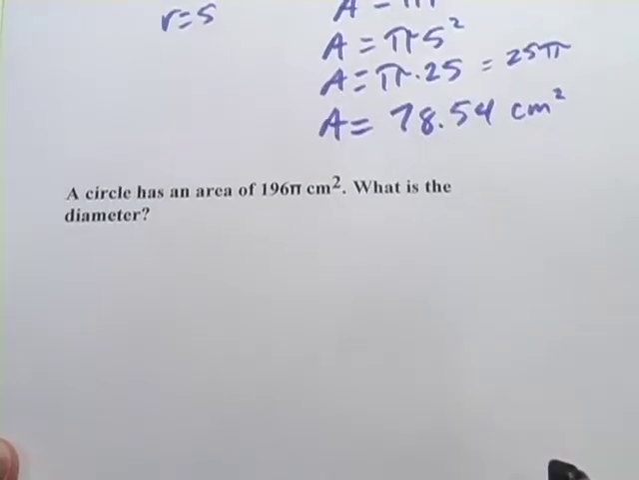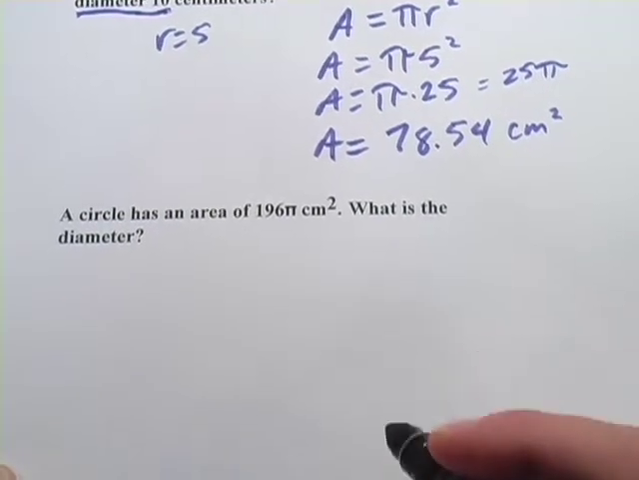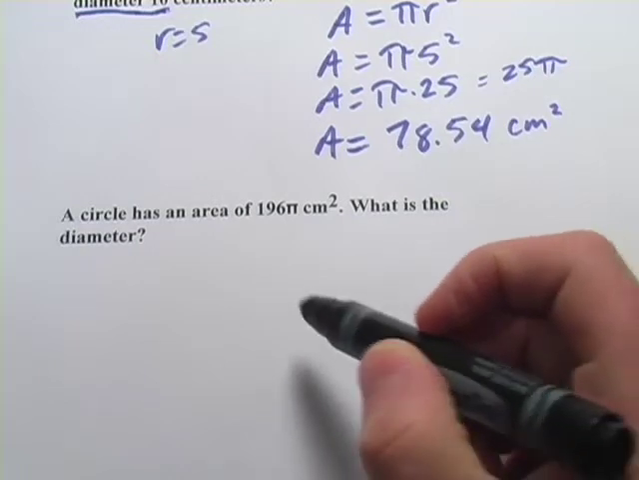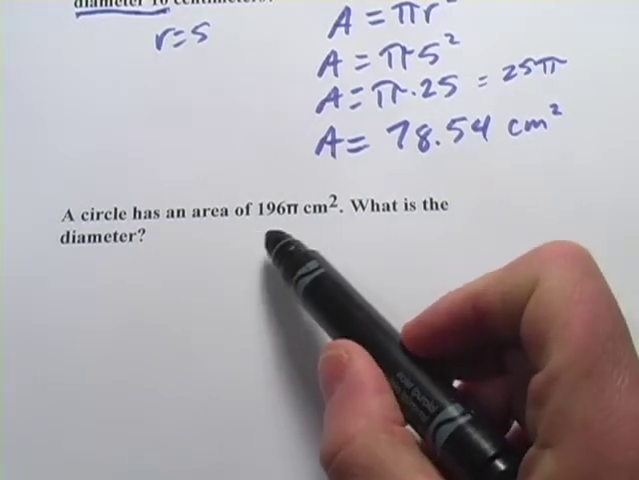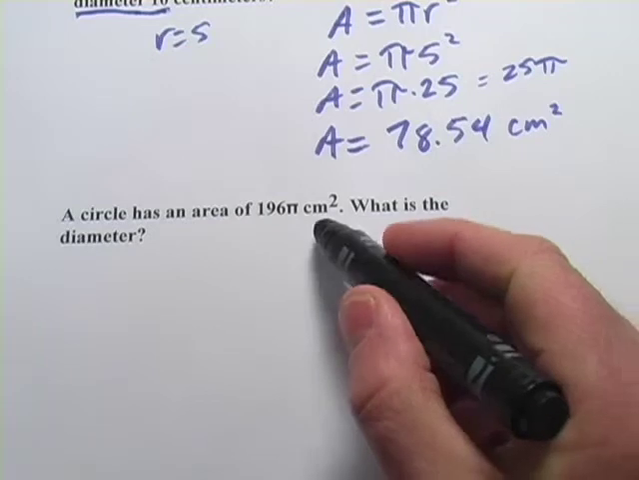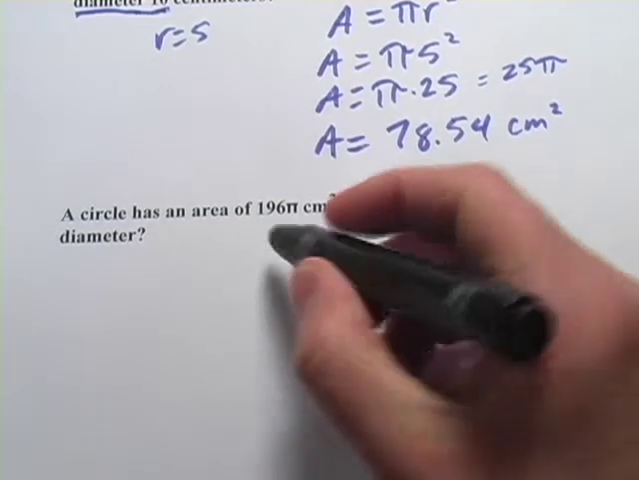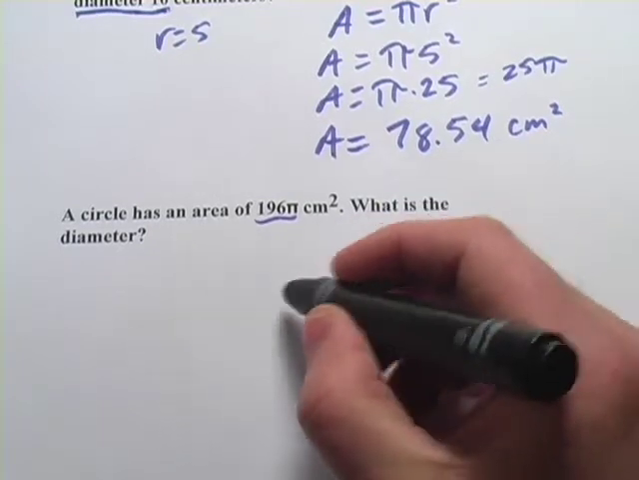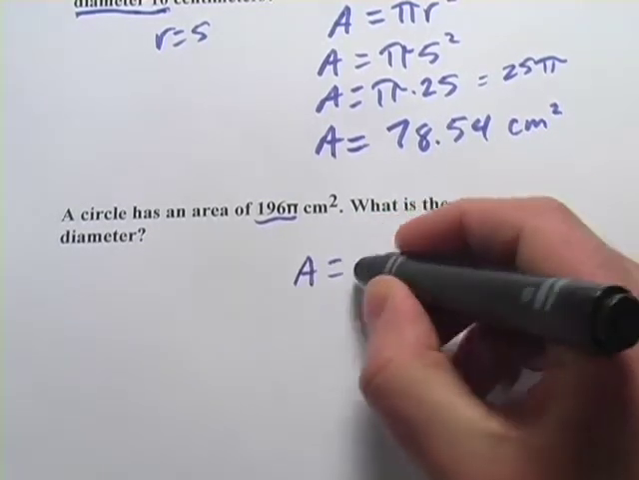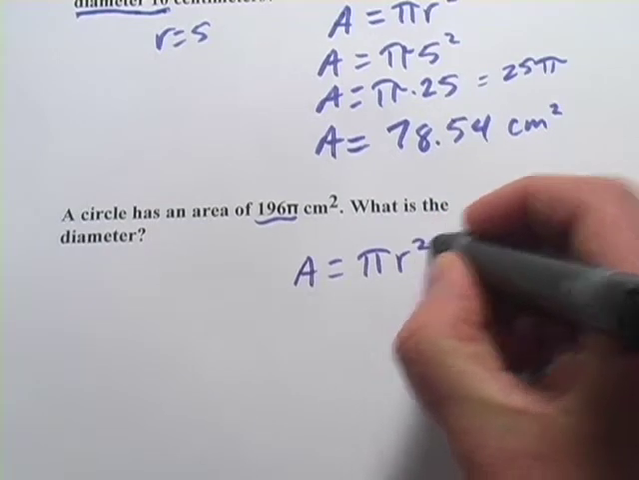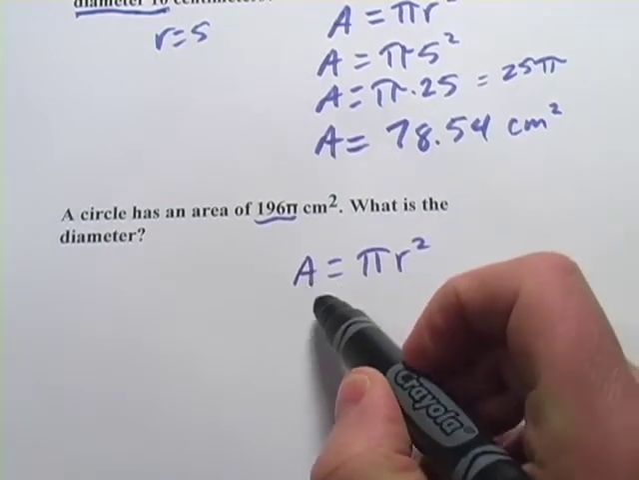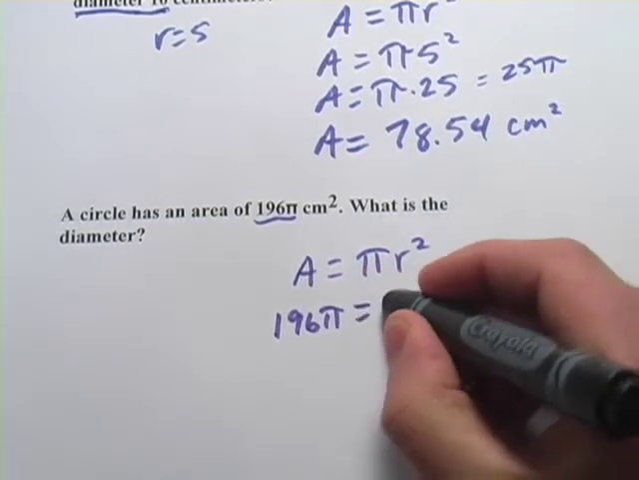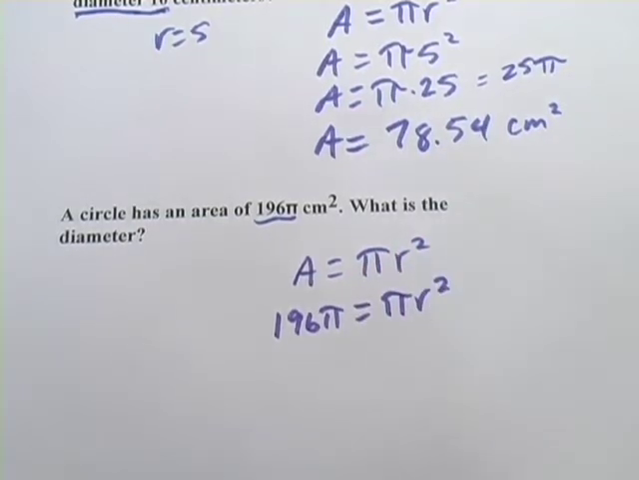All right. We can also use this formula backwards. If we have an area, like we're being given here, we can solve for the radius. This question says a circle has an area of 196 pi square centimeters. What is the diameter? So here they're giving us the area in terms of pi. They'll do that sometimes. Let's go ahead and set up our formula. We've got area equals pi times the radius squared. We know the area, so we're going to put it in there. 196 times pi is the area, and that equals pi times the radius squared.